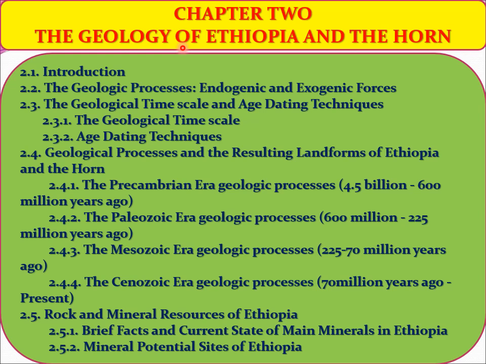And then we pass to the geological processes and the resulting landforms of Ethiopia and the Horn. Under that, we like to write about the Precambrian, Paleozoic, Mesozoic, and the Cenozoic eras. Those are generally called the geological processes, so we want to write about them one by one. And then lastly, we want to discuss the rock and mineral resources of Ethiopia. Well, in today's discussion, we want to focus on the introduction.